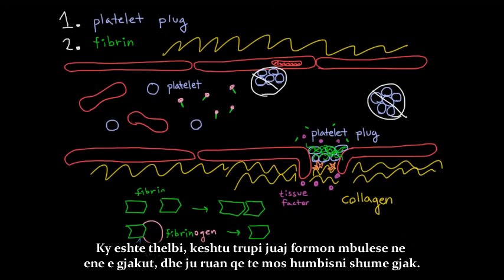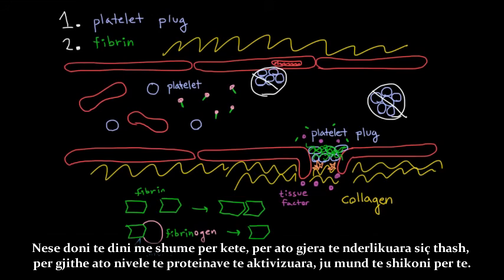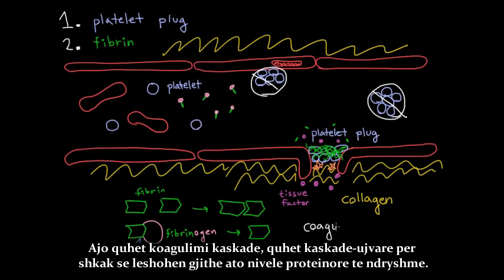So that's basically it. This is how your body plugs holes in blood vessels and keeps you from losing too much blood. And if you want to know more about that kind of complicated stuff I said at the end, about all these different levels of activated proteins, you can look it up. It's called the Coagulation Cascade. It's called a cascade because you're cascading through all these different levels of proteins.